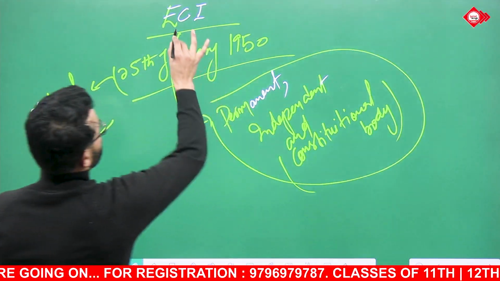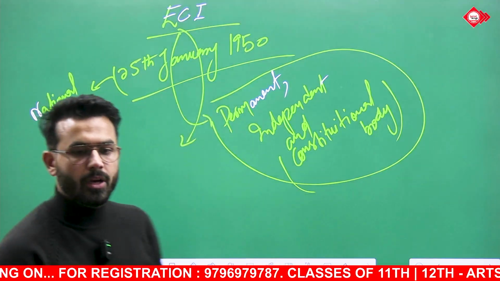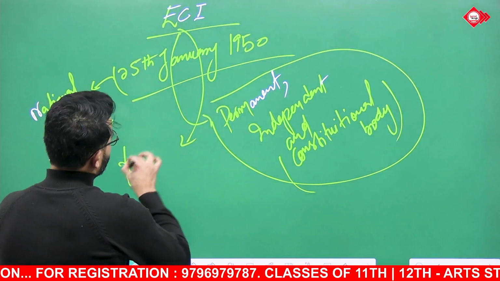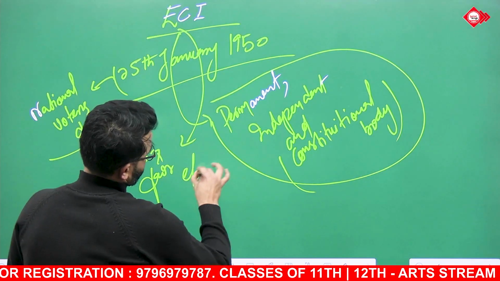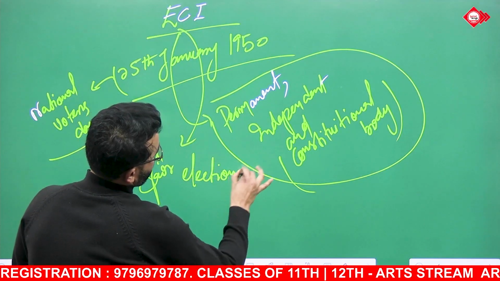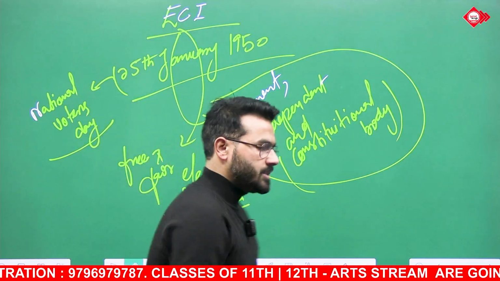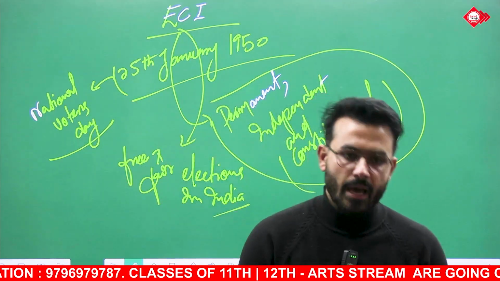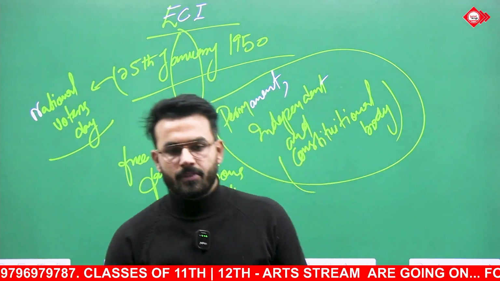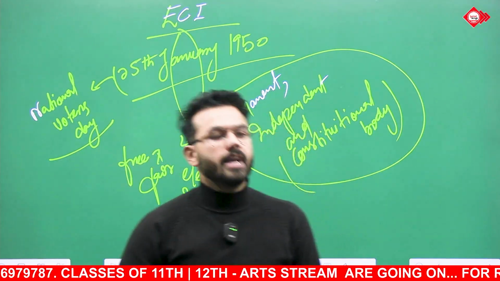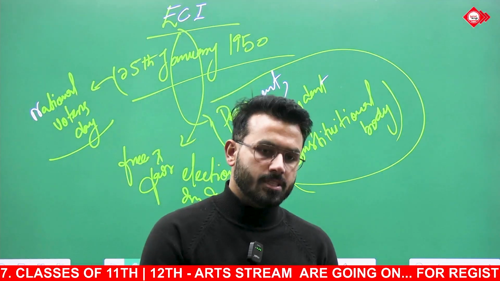Now what does it do? Election Commission of India, what does it do as a body? It ensures there are free and fair elections in India. It ensures the conduct of elections in India is in a free and fair manner, which is actually the cornerstone of a democracy. Only if elections are held in a free and fair manner will our right representatives be elected, and only then will the right policies and right laws be legislated.